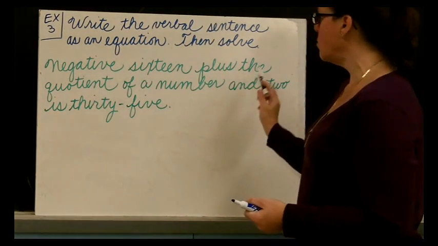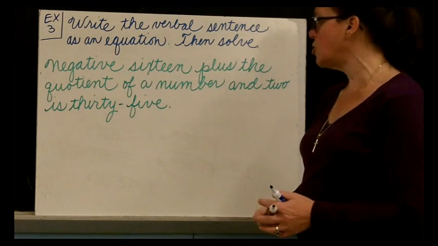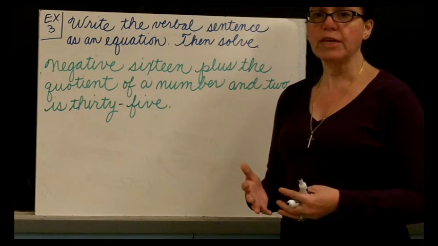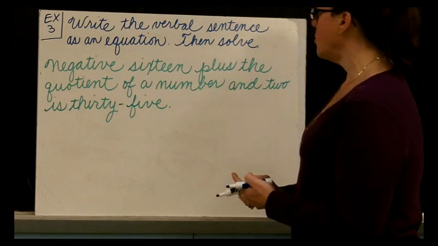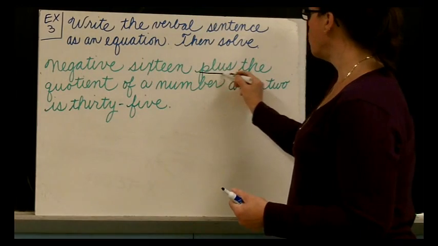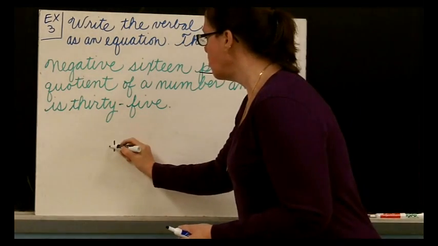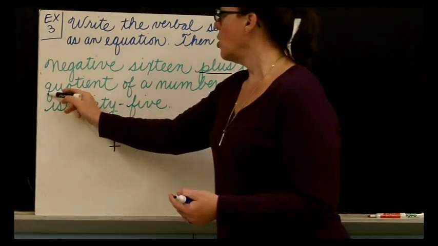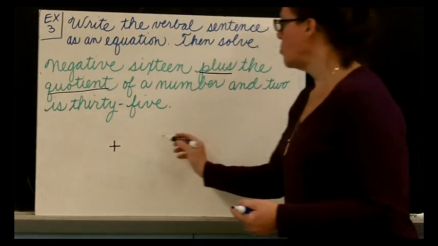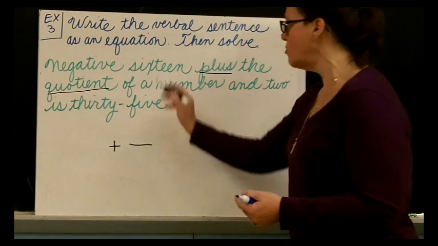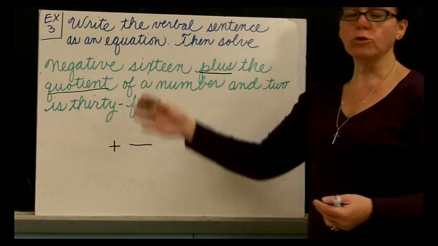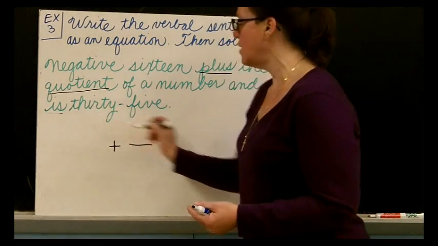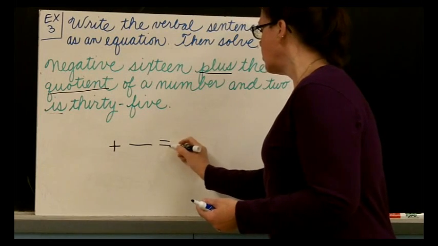Negative 16 plus the quotient of a number and 2 is 35. So we have a couple of things going on here, a couple of clues. We see the word plus, so I'm going to put in an addition sign. I also see the word quotient, so I'm going to put in a fraction bar because the quotient is the answer to a division problem. And then I see the word is, and that means equals.